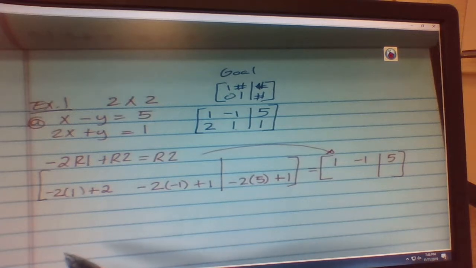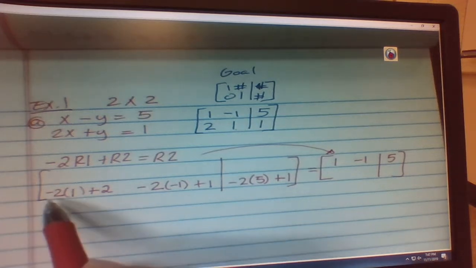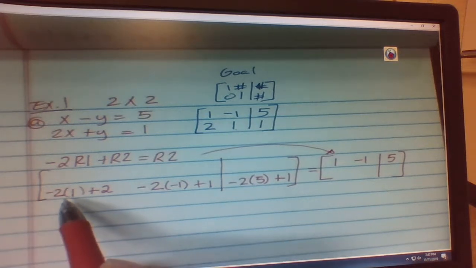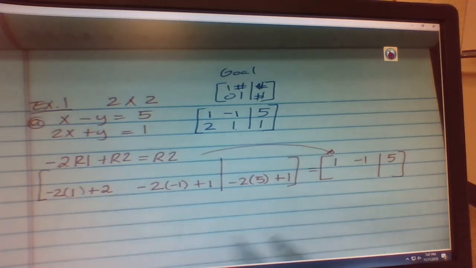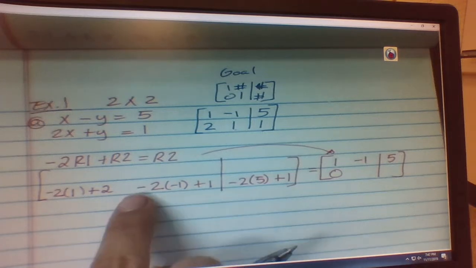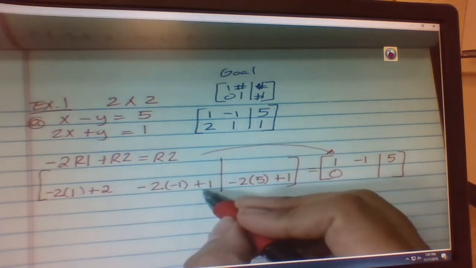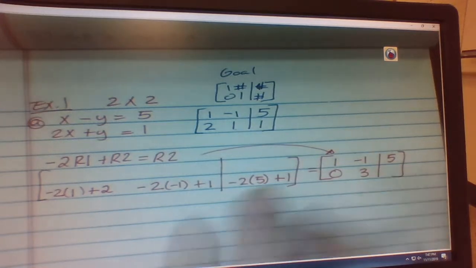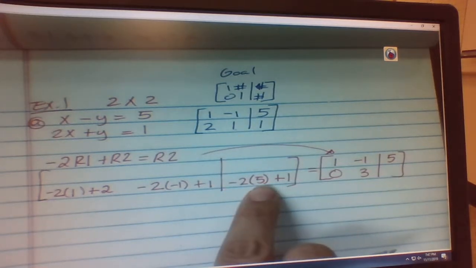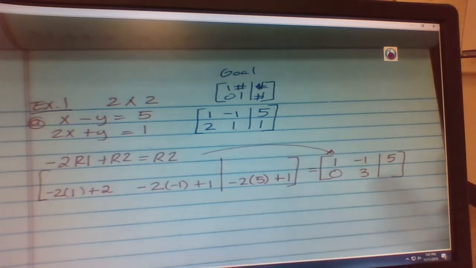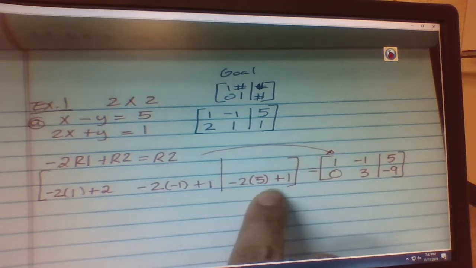What's negative 2 times 1? Plus 2? 0. Did I get the 0 I needed? Yes. What's negative 2 times a negative 1? Positive 2 plus 1? 3. What's negative 2 times 5? Negative 10. Negative 10 plus 1? Negative 9.